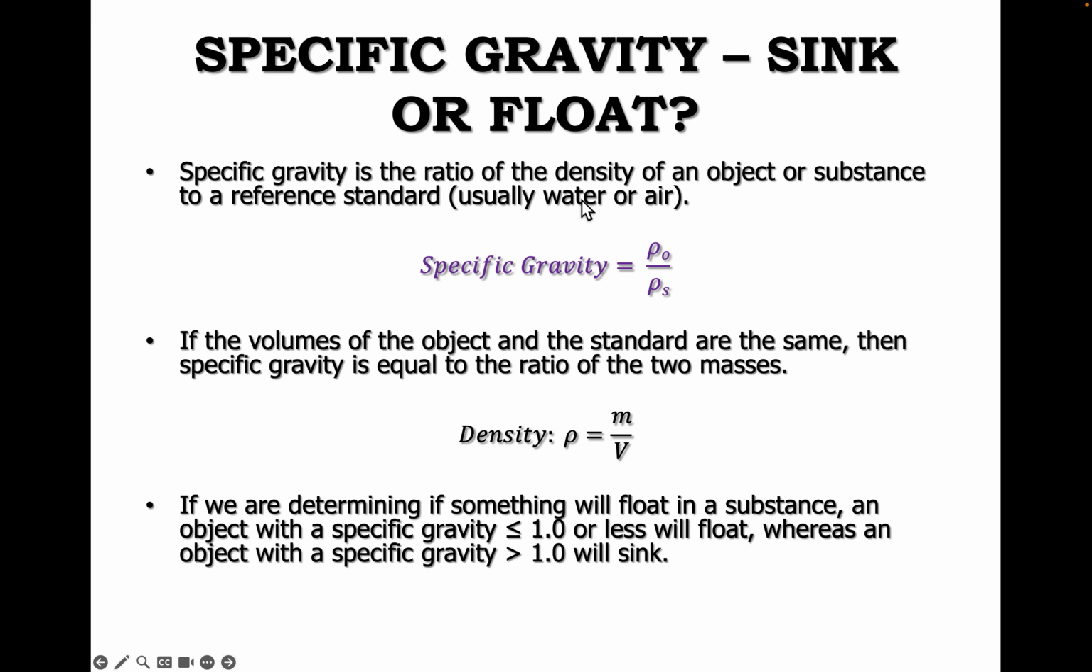So here's an example of that equation. P of O is the density of the object, and P of S is the density of the fluid that it's in, whether it be water or air. And with water and air, there are specific reference standards which we'll talk about on a later slide.